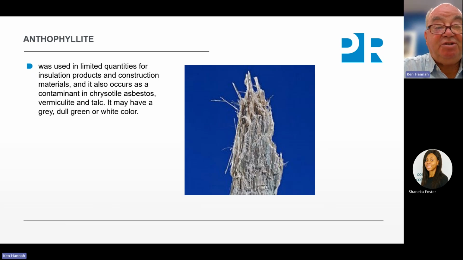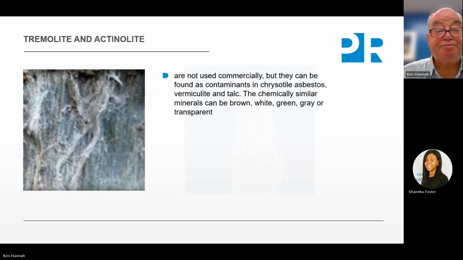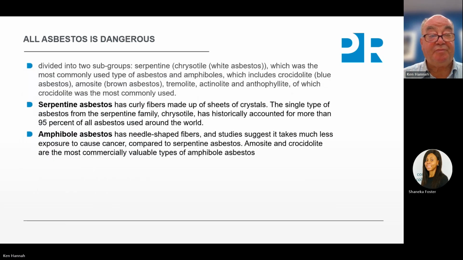Anthophyllite was used in limited quantities for insulation products and construction materials. It also occurs as a contaminant in chrysotile, vermiculite, and talc. It may have a grey, dull green, or white colour. Tremolite and actinolite are not used commercially, but they can be found as contaminants in chrysotile, asbestos, vermiculite, and talc. The chemically similar minerals can be brown, white, green, grey, or transparent, so again, there is no telling just by looking at them. All asbestos is dangerous.